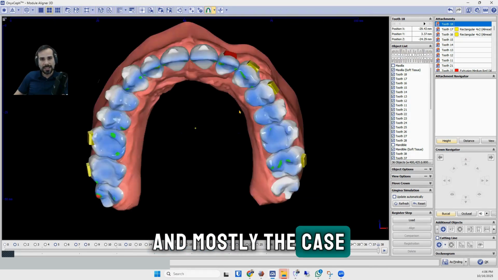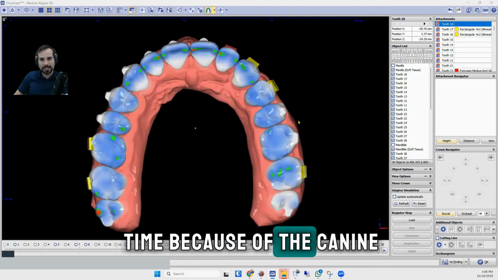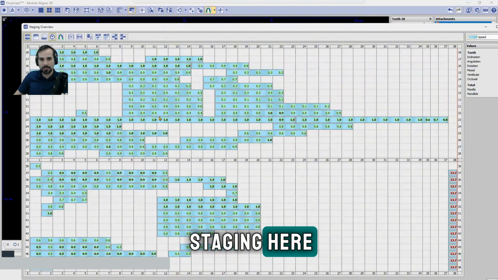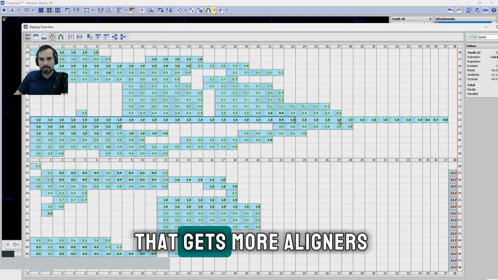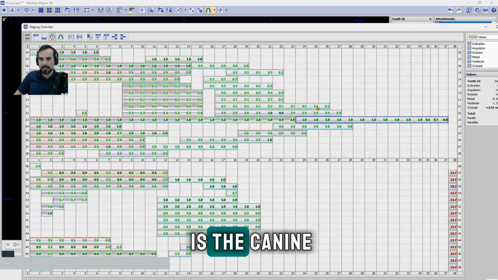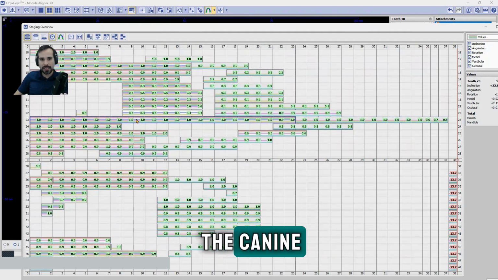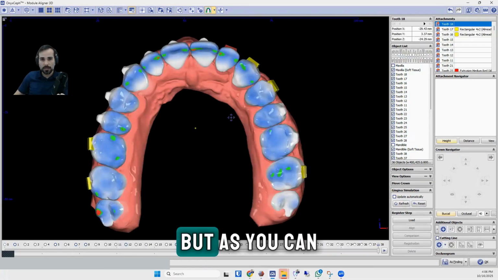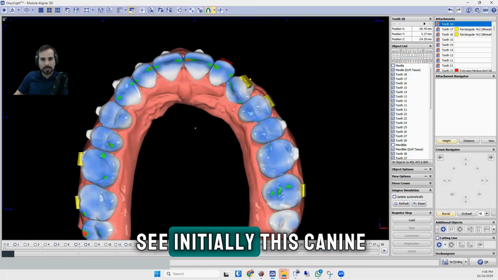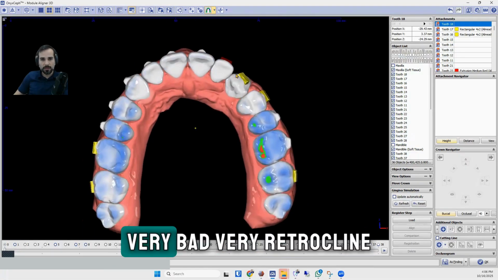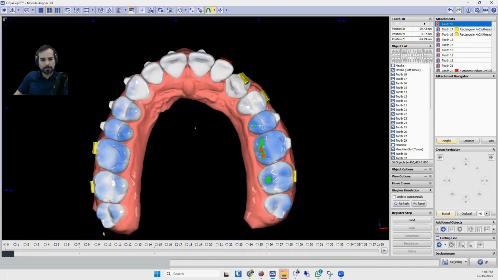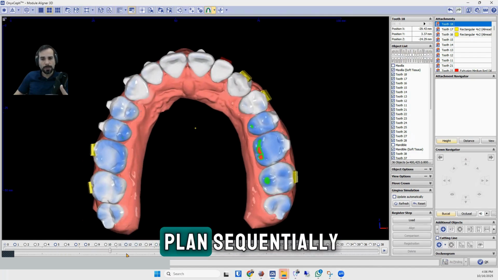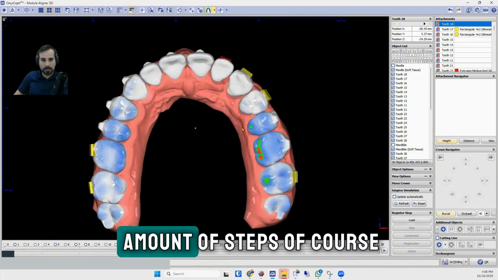And mostly the case takes a lot of time because of the canine. If you see the staging here, the tooth that gets more aligners is the canine. If we didn't need to align the canine, we would have around 27 steps. But as you can see initially, this canine starts very, very bad, very retroclined. So always remember to plan sequentially. It doesn't matter the amount of steps.